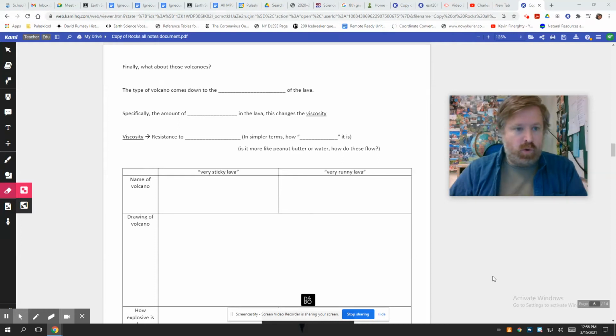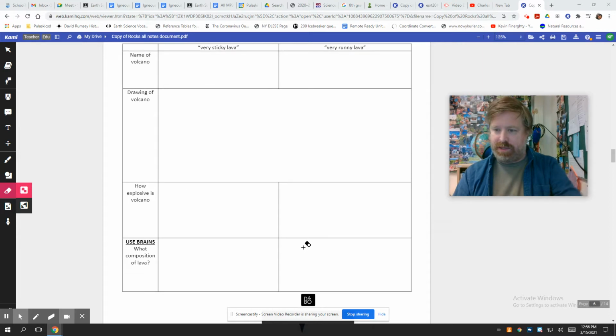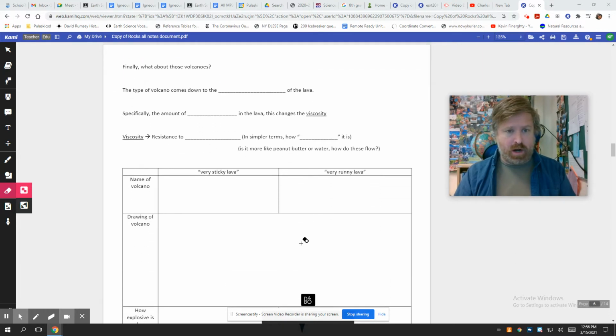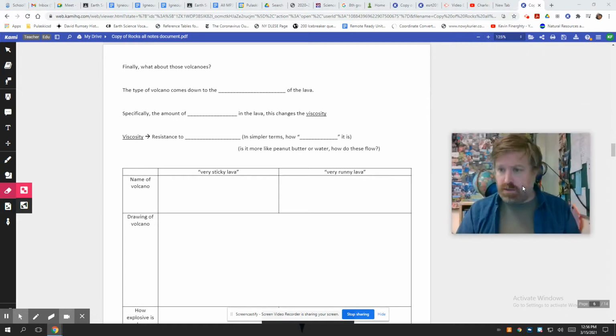All right, everybody, welcome to Earth Science. Let's think a little bit more about volcanoes within the context of igneous rocks, now that we understand what they are a little bit. What goes on with these things?